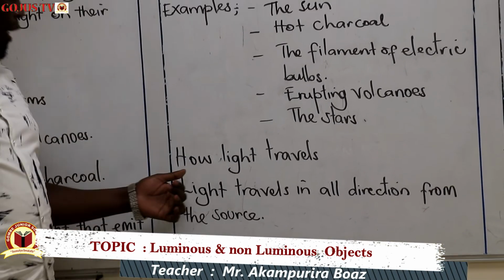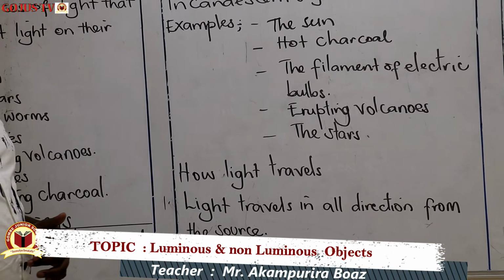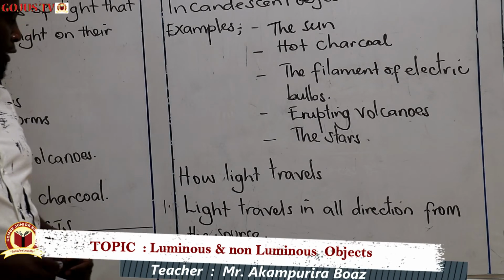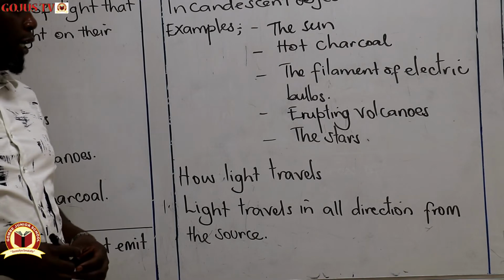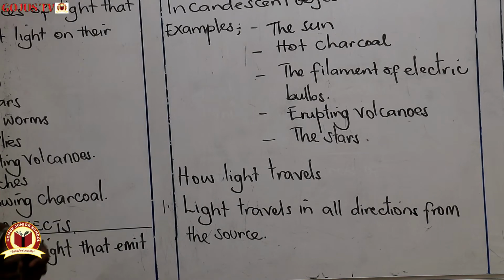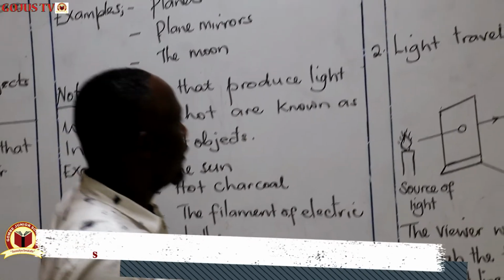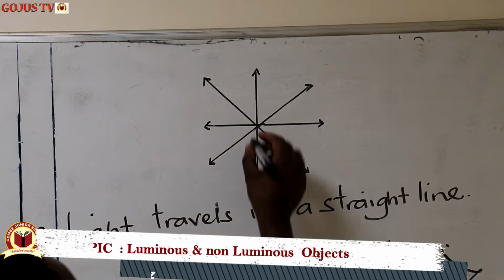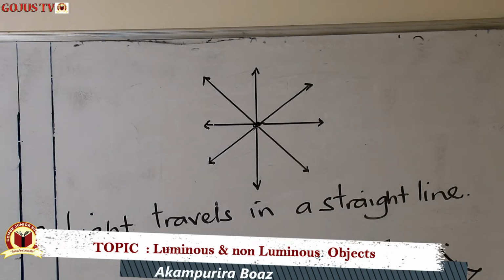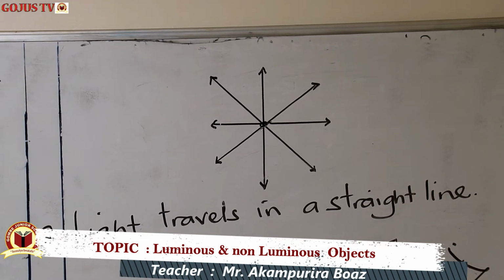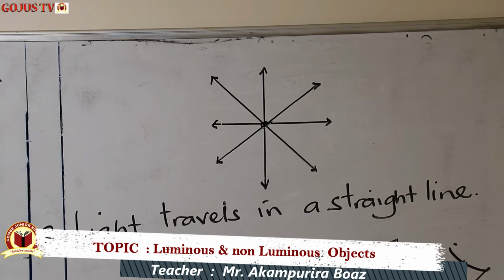Then, how does light travel? How does light move from one place to another? Number one, we are saying that light travels in all directions from the source. We have a diagram here which is illustrating point 1. We assume that this is the source of light, and the light rays are moving in different directions, but from that particular source. So light travels in all directions from the source.